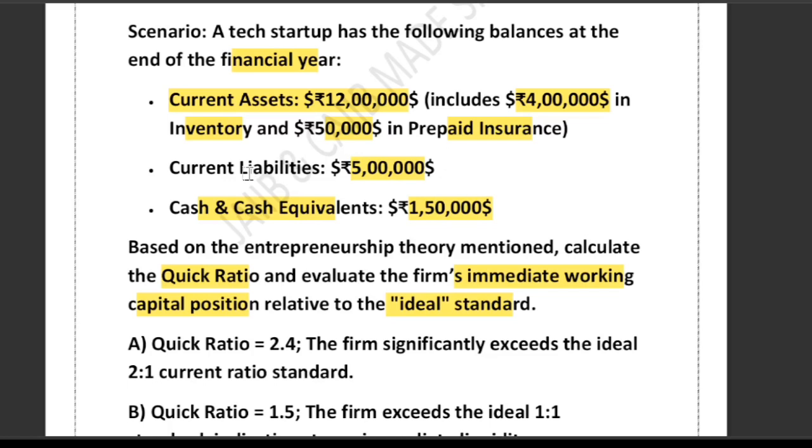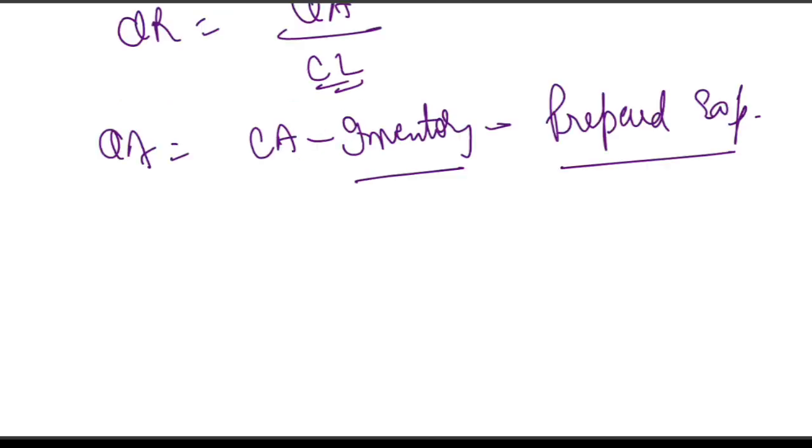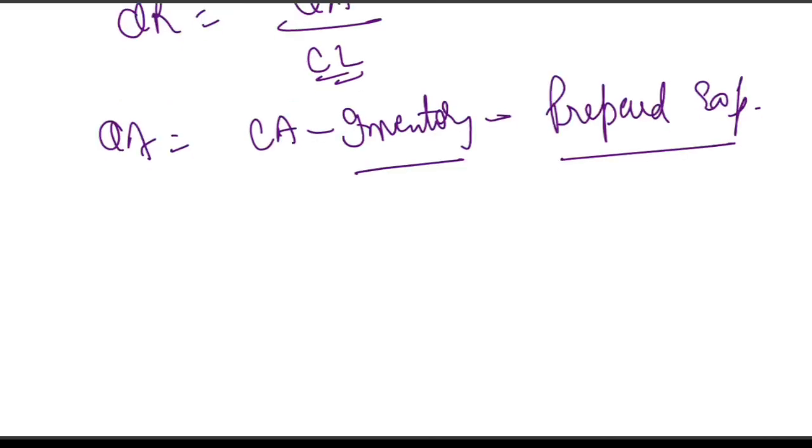So some formula that we must know: quick ratio is equal to quick asset upon current liability. And what is the quick asset? Quick asset is the current asset minus inventory, and also you need to subtract the prepaid expense. Now you may ask me why we have subtracted. Because inventory takes time to sell and prepaid expenses are already paid and cannot be used to pay the liability, because they have already been paid. That's why we need to subtract these two.